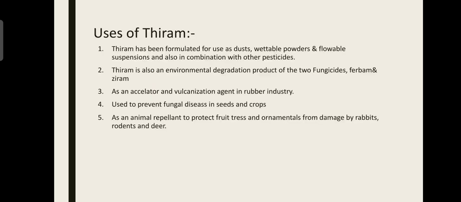Uses of thiram. Number 1. Thiram has been formulated for use as dust, wettable powders and flowable suspensions, and also in combination with other pesticides. Number 2. Thiram is also an environmental degradation product of the two fungicides, ferbam and ziram. Number 3. As an accelerator and vulcanization agent in the rubber industry. Number 4. Used to prevent fungal diseases in seeds and crops. Number 5. As an animal repellent to protect fruit trees and ornamental plants from damage by rabbits, rodents and deer.